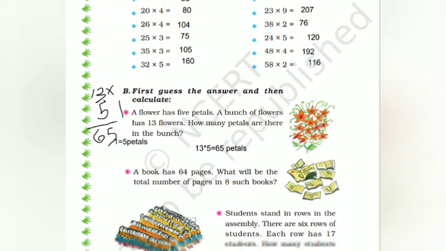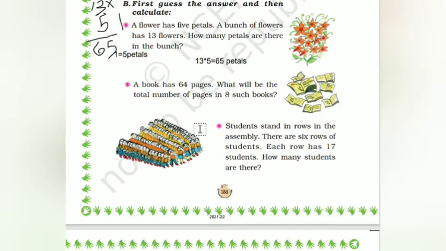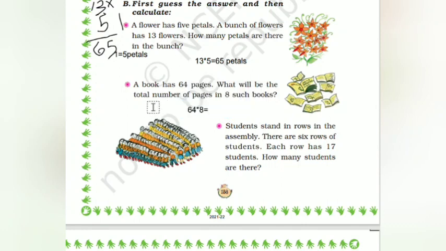The next one. A book has 64 pages. What will be the total number of pages in 8 such books? So how many pages are there? 64 pages are there. In how many books? One book is having 64 pages. So how many pages will be there in 8 such books?